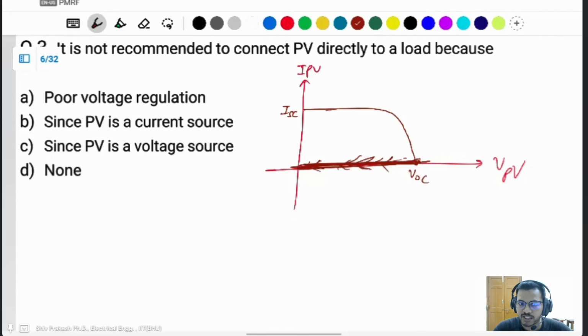Any load has only some ranges. You can't exceed that range. Any load has some range of voltages, an operating voltage. That's why option A is correct.